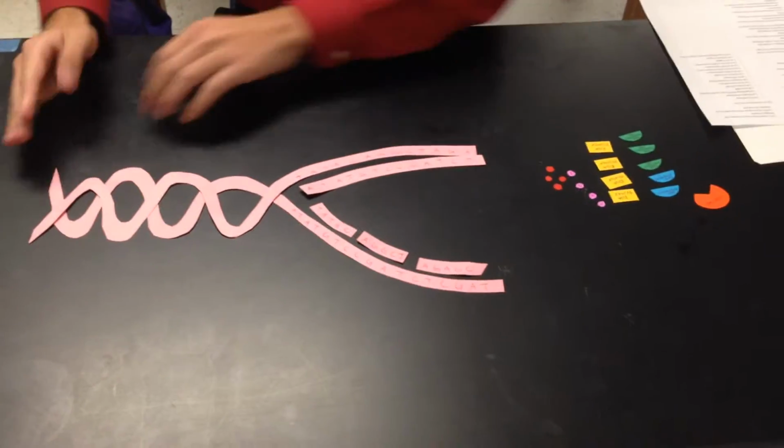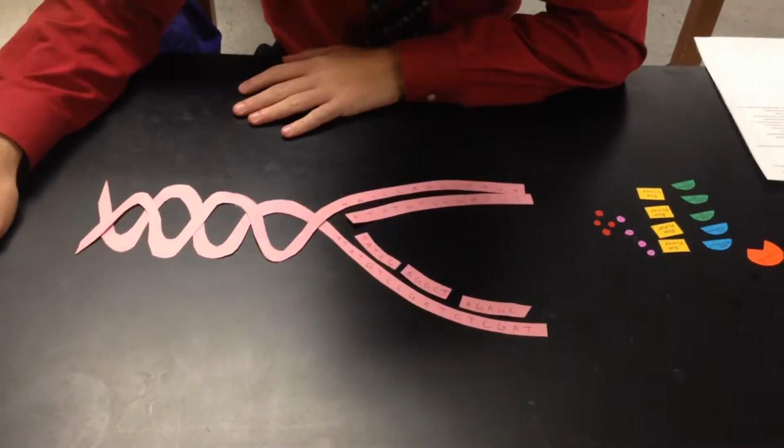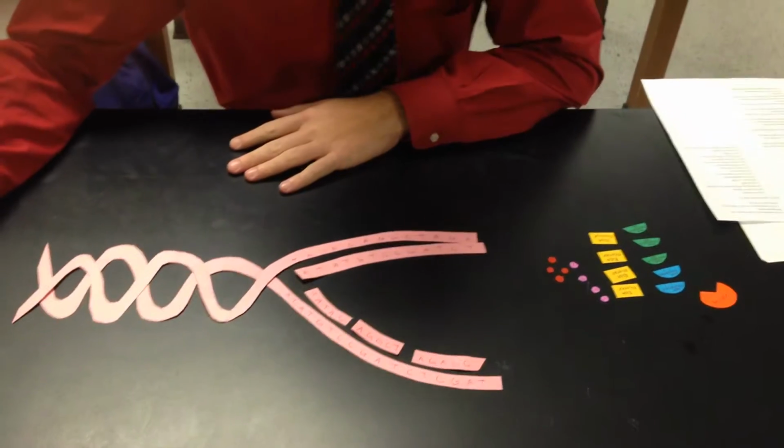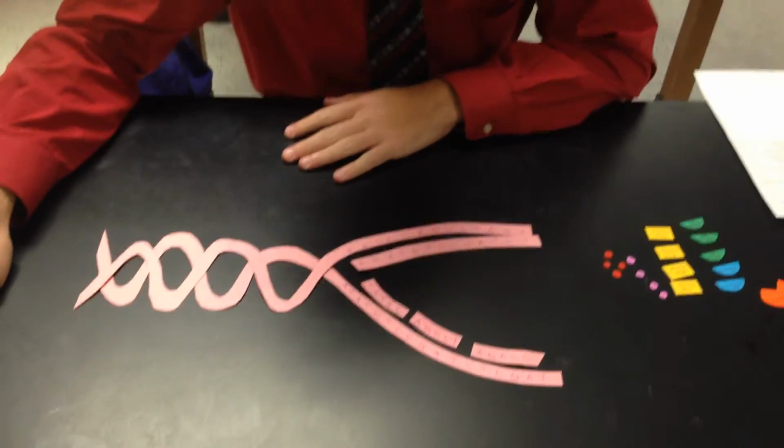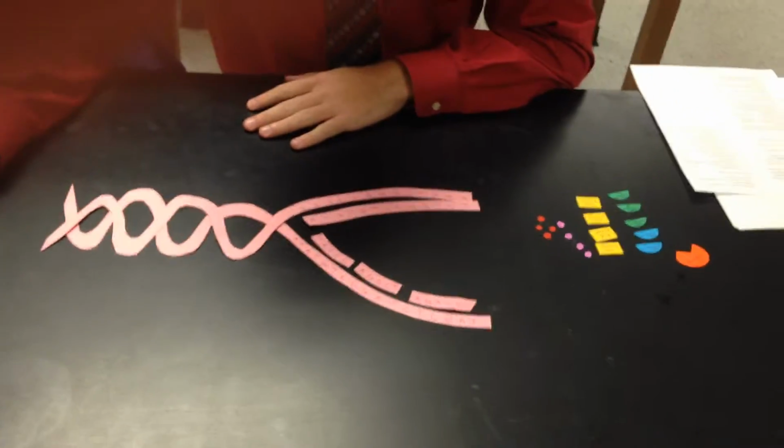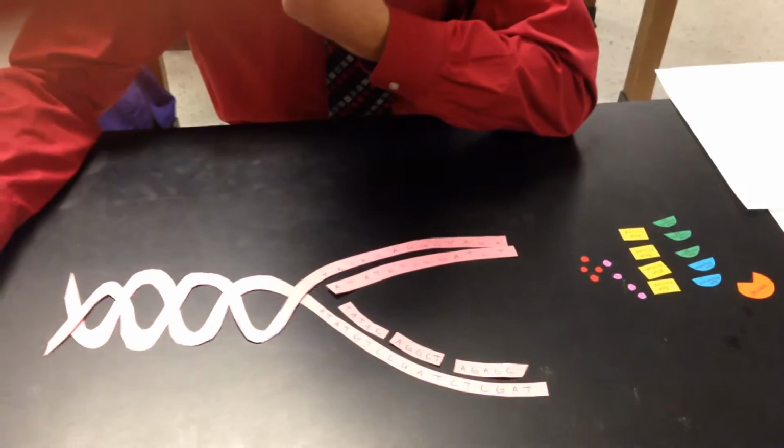So this is DNA. You ready? Anyway, so DNA is a type of macromolecule, one of the four. It is the genetic information for all living things. Its monomer is a nucleotide.